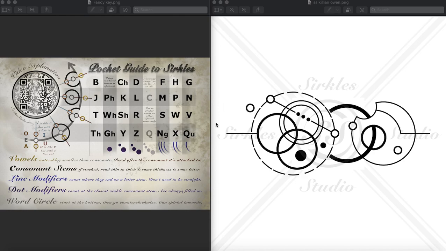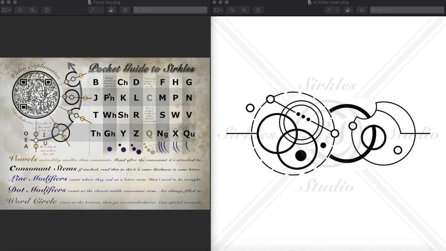Anyway, let's go ahead and start reading this because it makes the most sense in practice. So you read each word starting at the bottom and then going counterclockwise, like going back in time around a clock. So this would be our first letter of our first word. So this dashed line is our first word circle. So the first name, Killian, is in this circle. And this is our first letter. And it is completely inside the word circle.